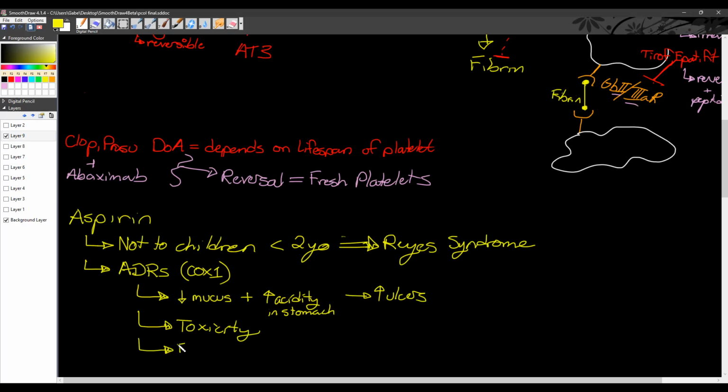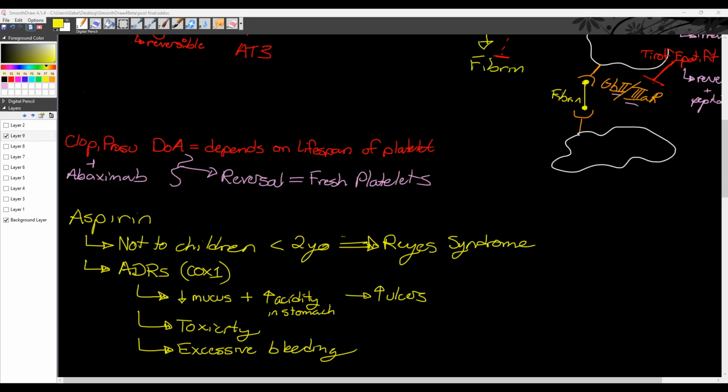Another one that, of course, is, and this is just an easy win, excessive bleeding, right? We're preventing platelets from doing their job, so it's just an easy thing to stick down. You ever need to pick out an adverse reaction.